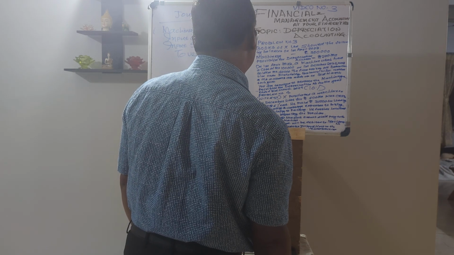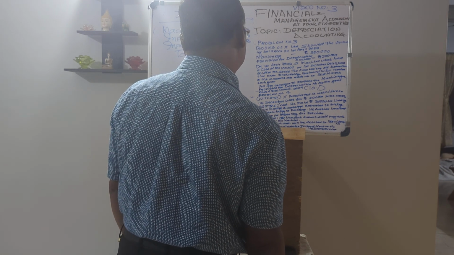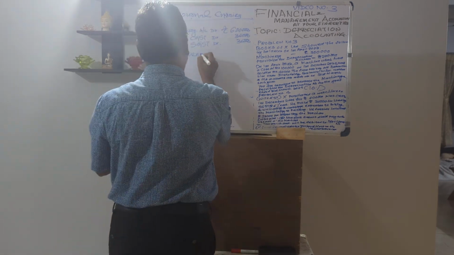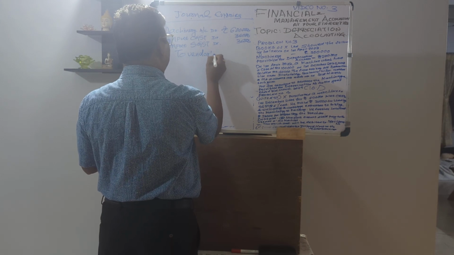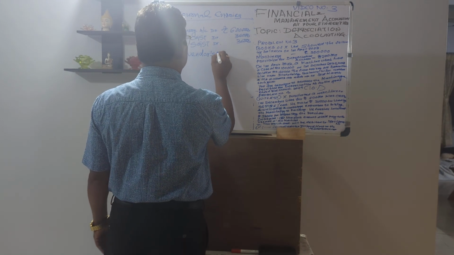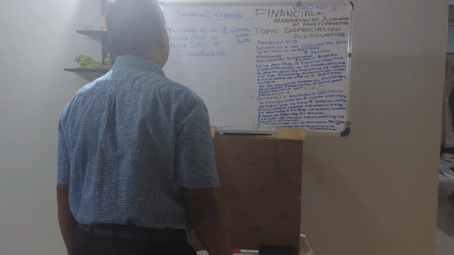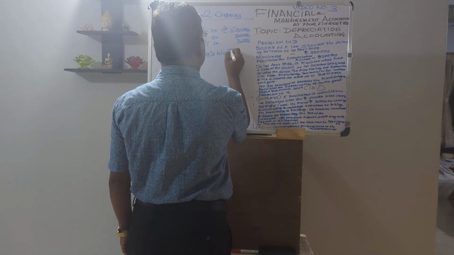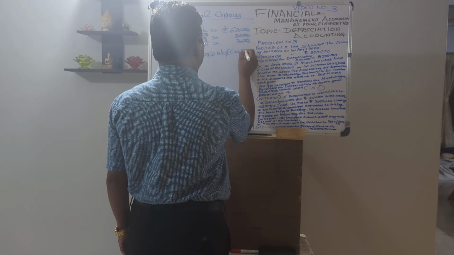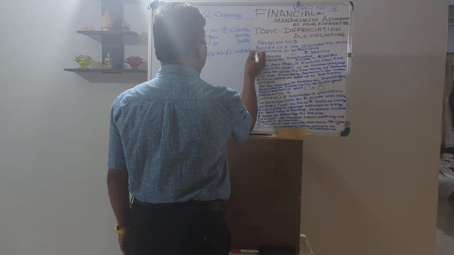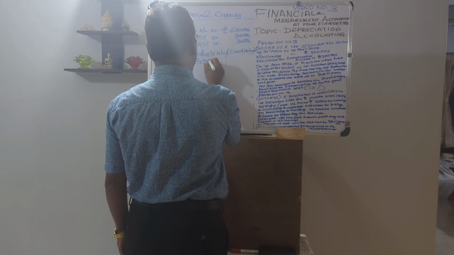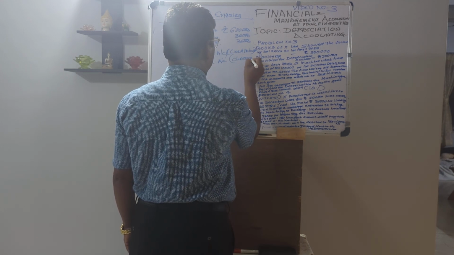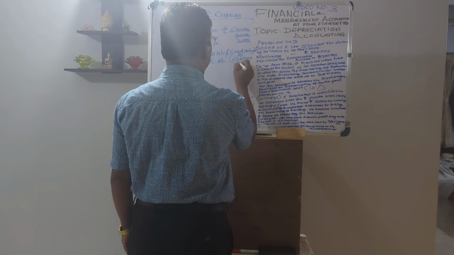Because it is purchasing on credit basis, nothing is mentioned, so let it be on credit basis. If it is credit basis, we will credit the vendor's account. If it is cheque basis, by issuing a cheque, we will credit the bank account. If it is credit basis, we will credit the vendor. If it is cheque basis, we will credit the bank account.